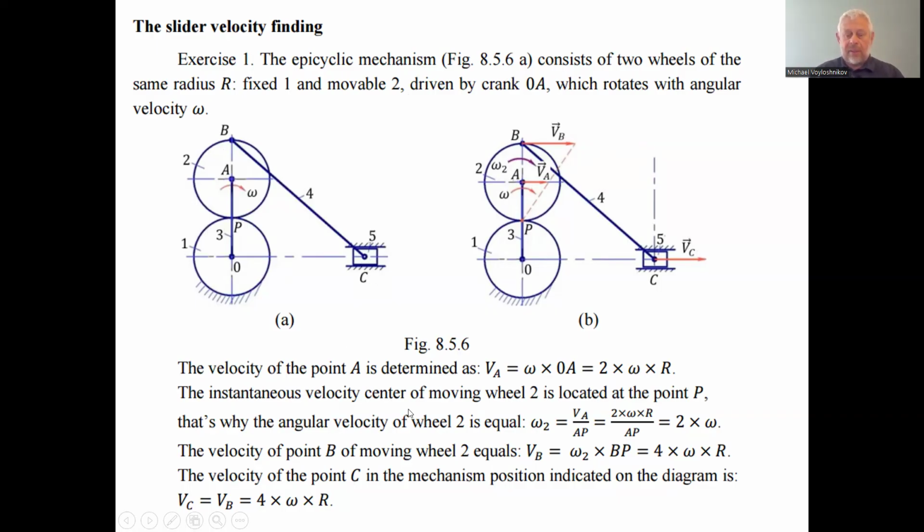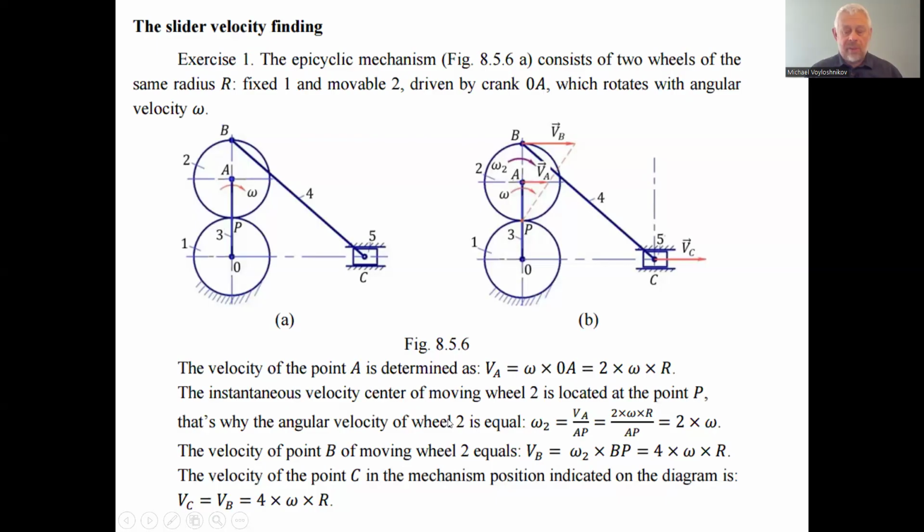So let's consider the epicyclic mechanism consequently. First, the velocity of the point A, we can find as we consider this crank. The crank is number 3. From the point O to point A, the length of the crank is 2 radiuses, because we have the same wheels: one radius, and the second one radius. So the velocity of the point A is equal to the product of omega, the angular velocity of the rotation of the crank around the point O, multiplied by 2 radius, which is the distance OA.